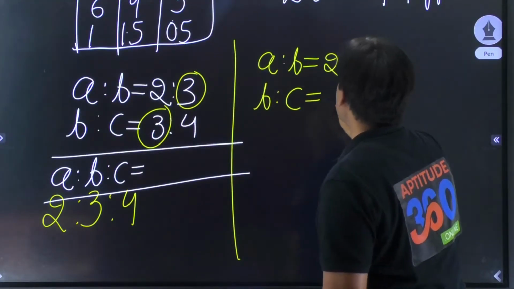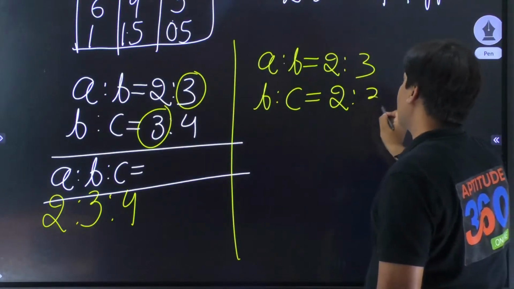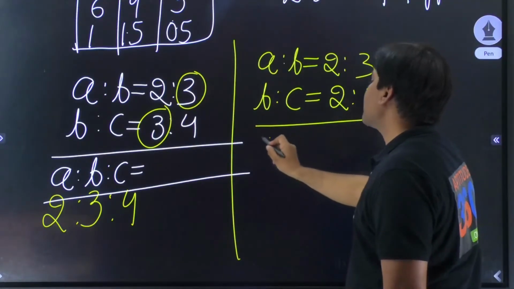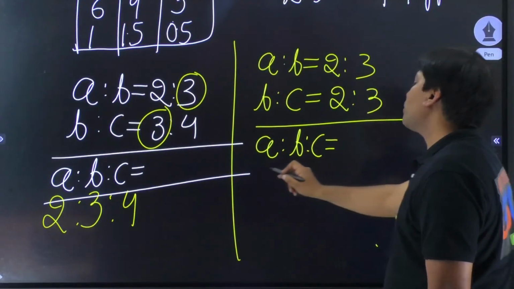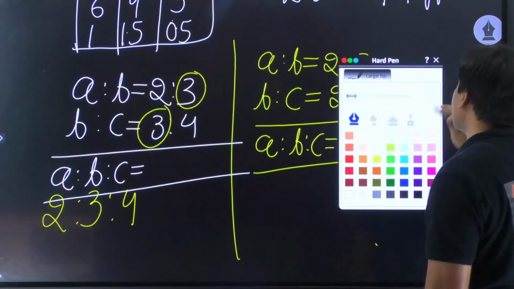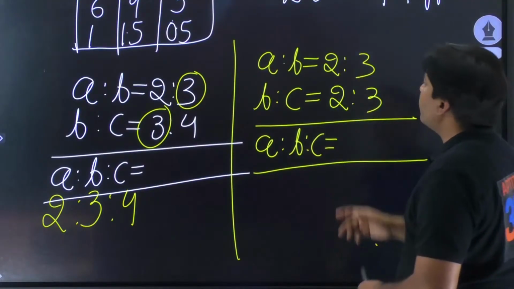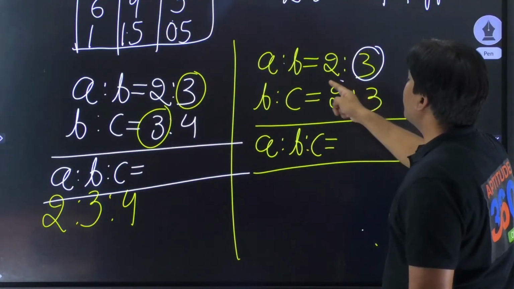B is to C, 2 is to 3. And now if I happen to ask you what is the value of A is to B is to C, अब ये प्रॉब्लम हो जाएगी. क्यों प्रॉब्लम हो जाएगी यहाँ पे? क्योंकि B की तो वैल्यूज अलग अलग हो गई. Over here B is 3 whereas over here B is 2.